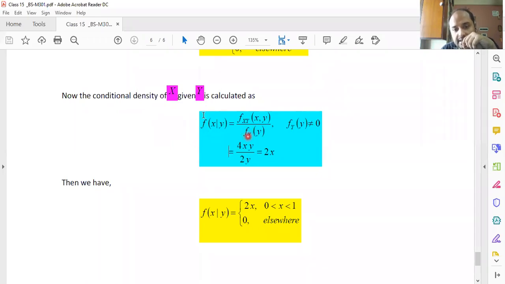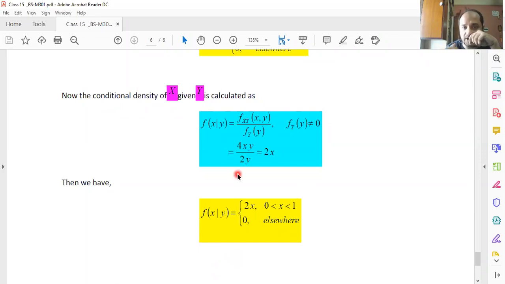Now, its formula is given as the joint probability of XY divided by the marginal distribution of Y. The joint probability of XY has been calculated as 4xy and the marginal distribution of Y is calculated as 2y. From this calculation, we get this to be 2x. So we have got this conditional density of X given Y as 2x. It is written here in terms of the function. So this is my conditional density function as has been calculated.